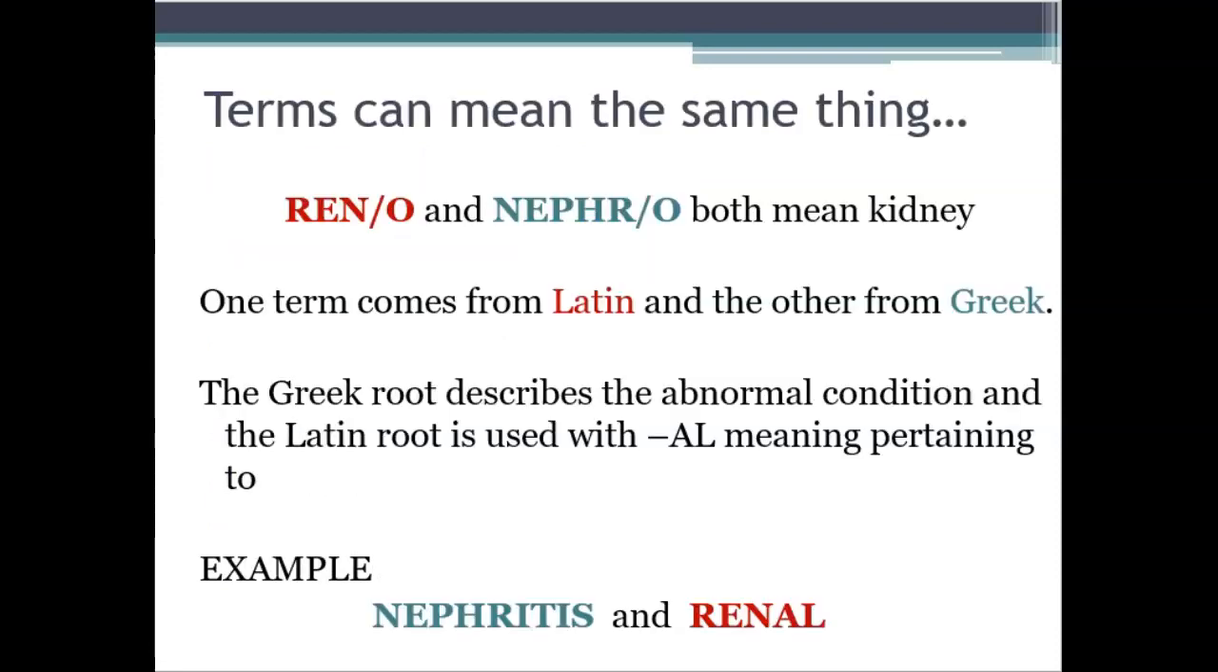Oftentimes, terms can mean the same thing. Ren or reno and nephro both mean kidney. One term comes from Latin, ren, and the other from Greek, neph. The Greek root describes the abnormal condition, and the Latin root is used with all meaning pertaining to. Example below: nephritis and renal, both referring to the kidneys.